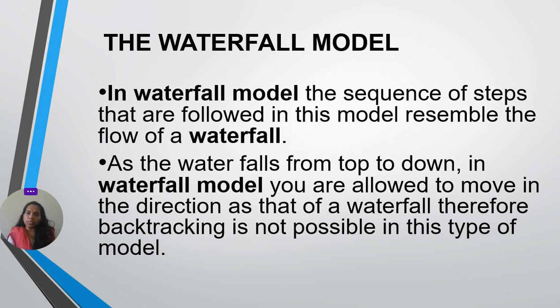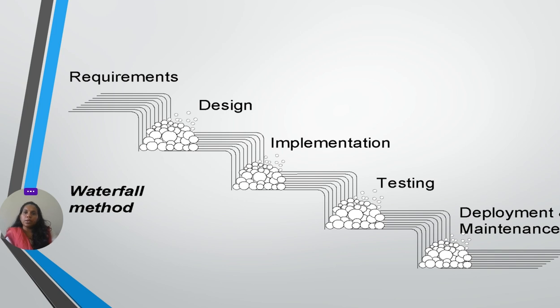Under SDLC, we have different models. The first one is the waterfall model. In the waterfall model, the sequence of steps is followed, and it resembles the flow of a waterfall. That is, as a waterfall falls from top to down, in the waterfall model you are only allowed to move in the same direction as a waterfall. Therefore, backtracking is not possible in this type of model.